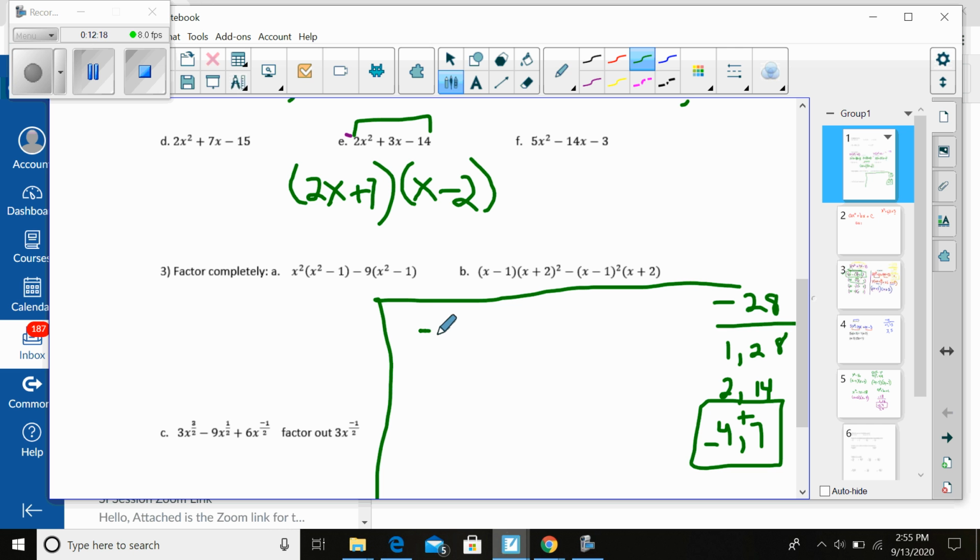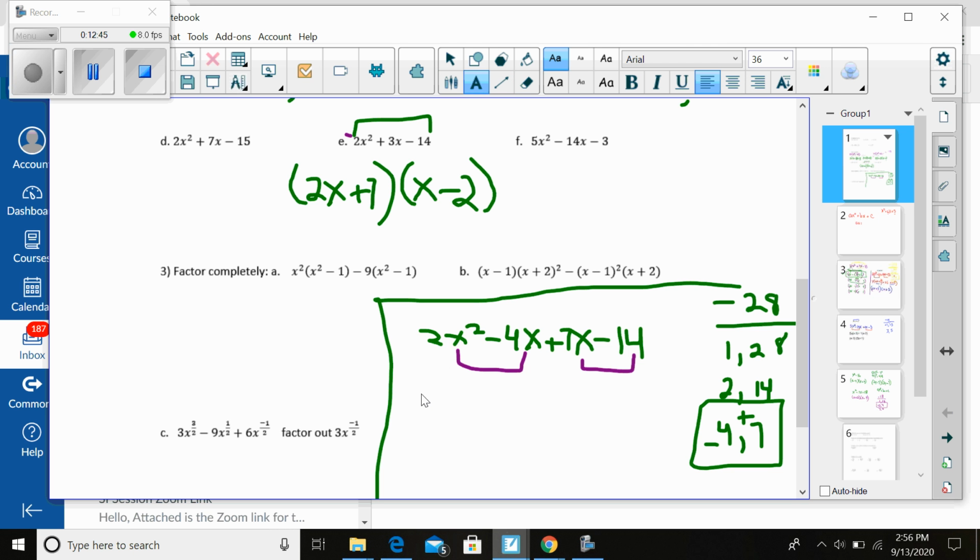Then I rewrite the middle term: minus 4x plus 7x minus 14. I have changed the appearance, but not the value of the expression. Then I group like this, and I look at what factors out of each term. A term is what comes between the plus signs.